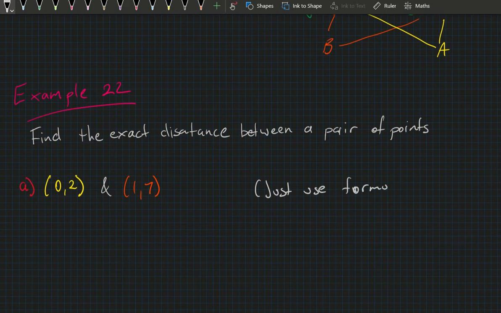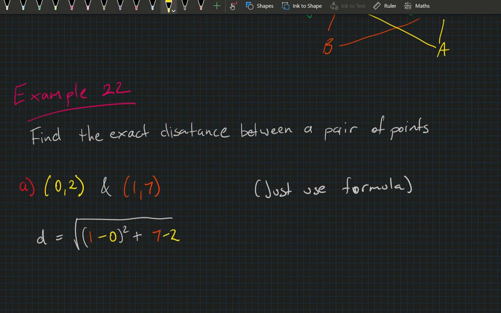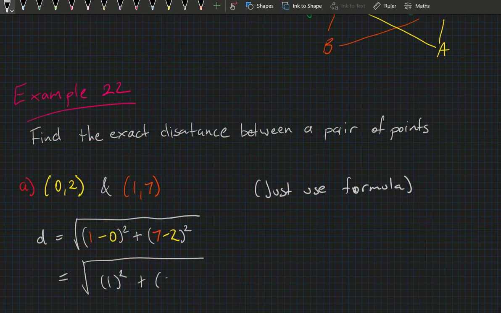So here we'll just use the formula, which will be D is equal to the square root of (x2 minus x1) squared, which in this case is (1 minus 0) all squared, plus (y2 minus y1), which in this case is (7 minus 2) all squared, which is equal to the square root of, so 1 minus 0 is 1 and 7 minus 2 is 5. Just note that I've left the brackets there because sometimes it might be negative, and this is just a habit I build up to make sure that I don't get confused when we have negatives.